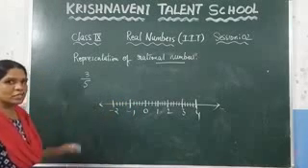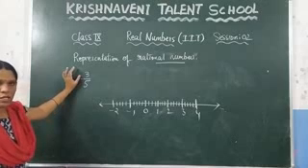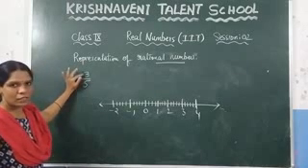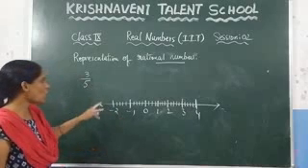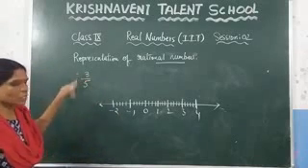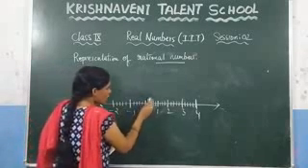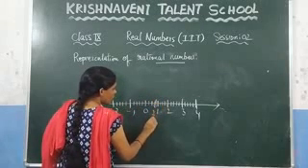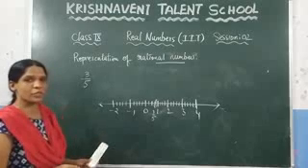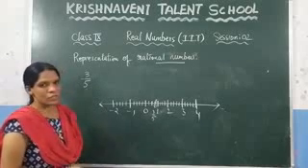Now you need to check the numerator here. What is the numerator? +3. Since it is +3, you need to go to the right side of the number line. How many steps do you need to move? 3 steps. So at this point, count 3 steps: 1, 2, 3. This is the value of 3/5. Like this, you need to represent rational numbers on a number line.